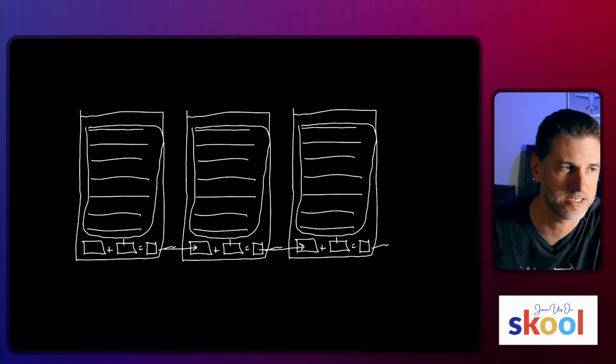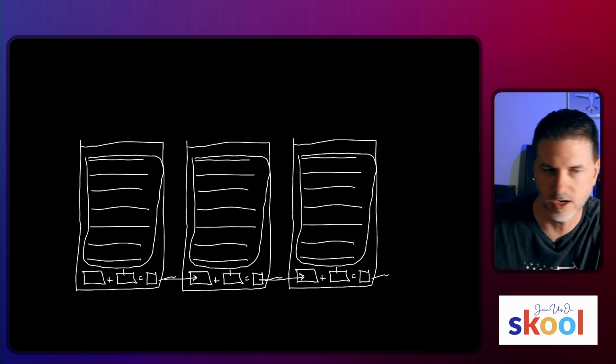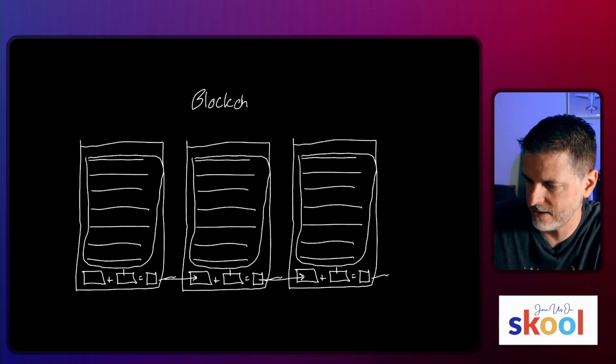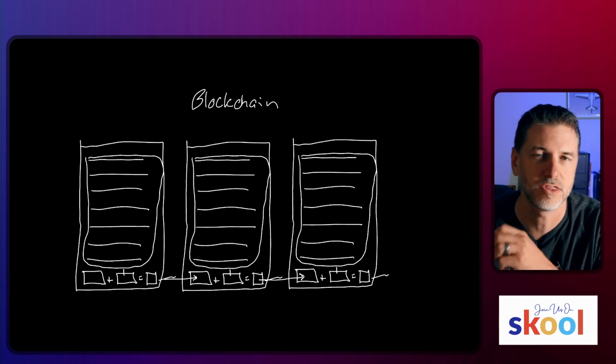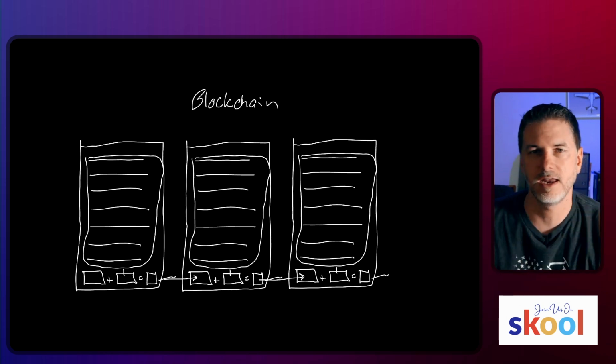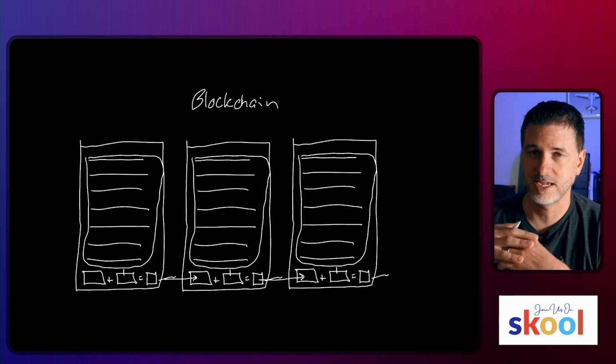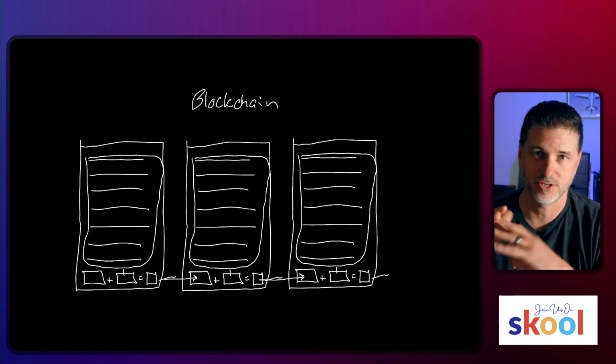And so this is my rudimentary drawing of a blockchain, right? This could be any blockchain. It could be Bitcoin. It could be Ethereum. It could be any of the other ones that are out there. They all fundamentally work the same way as far as transactions go.